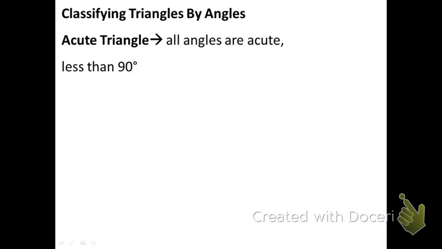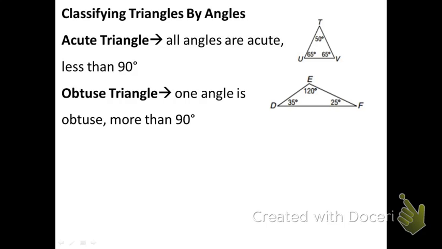So, we're going to start out by classifying triangles by their angles. If all the angles are acute, that means they're less than 90, then they're called an acute triangle. So here in the picture you can see that all of our angles are less than 90. That's known as acute. An obtuse triangle is when one of the angles is greater than 90 degrees. So here at E, this angle is greater than 90 degrees, so we call that obtuse. The other two angles then are acute.